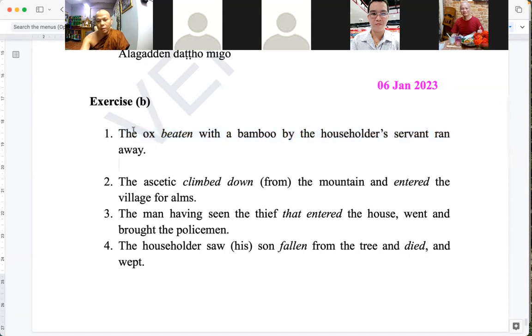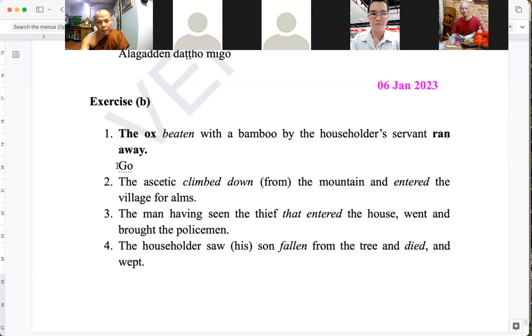You see, in this sentence the main verb is ran away, and the main subject is actually the ox. The ox in Pali is go. It is a word ending in O, which is rarely used and quite complicated, so to save time I skip that one. In the nominative case also it is go, we don't need to change anything. So the subject here in the nominative is go, and the main verb is ran away.